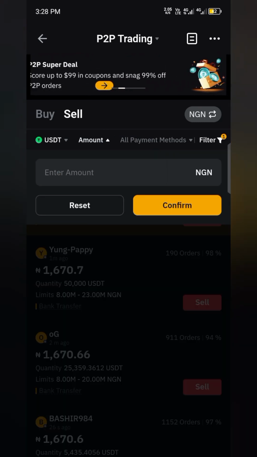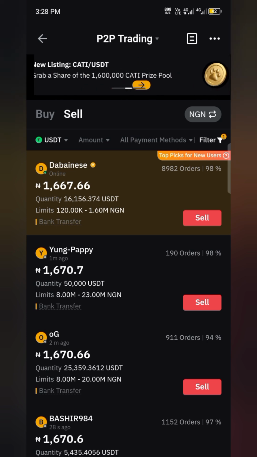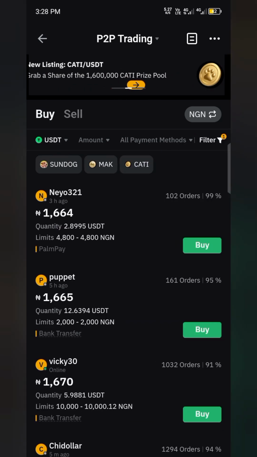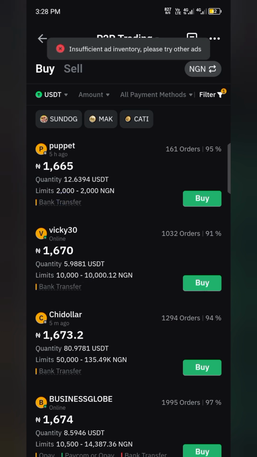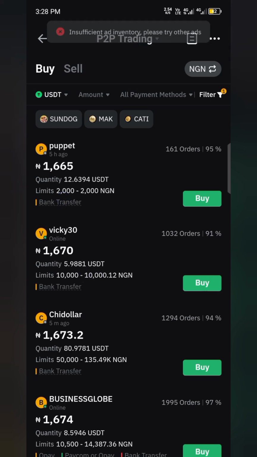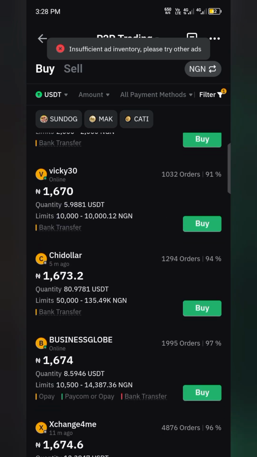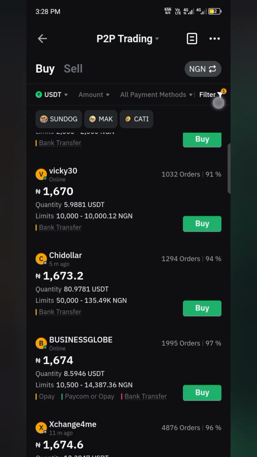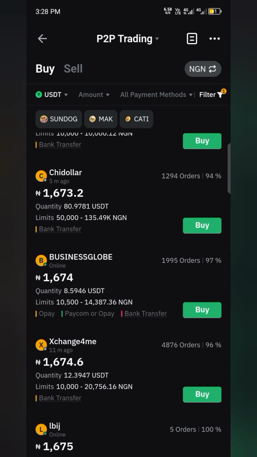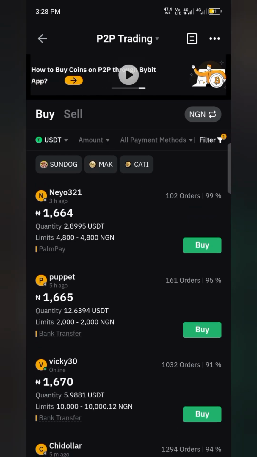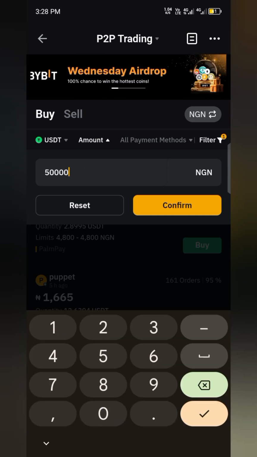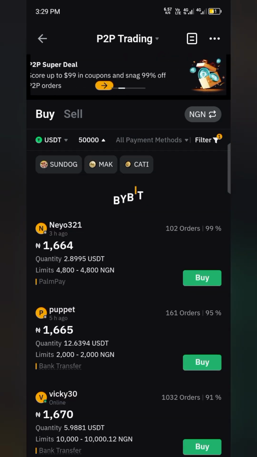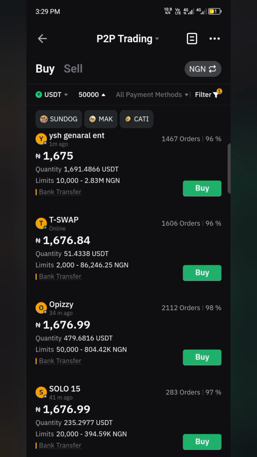You can come to the amount and tweak it and confirm. So let's say for example we want to buy. We ain't buying, but for example we want to buy. We'll find one online. Viki30 is online, tap on Viki30. Okay, I think we need to use another ad. Let's first of all put an amount. Let's say 50k, for example. We'll confirm. Then we'll find who has that limit or maximum.